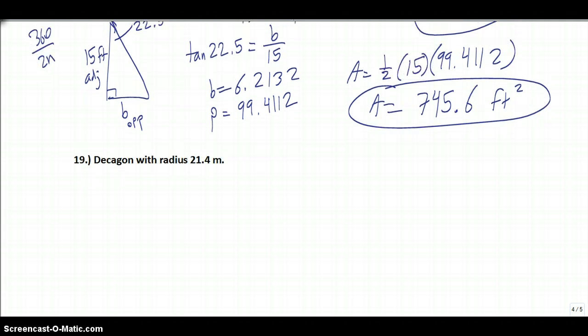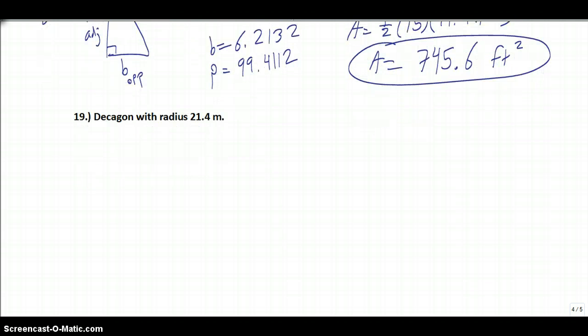And, of course, we're with another radius. Alright. So, radius in your little triangle goes where? Well, it goes in the hypotenuse. This will be the radius, 21.4 meters. Okay. So we need to find the apothem and the side length. Again, these are the trickiest ones. When they give you the radius, you have to find the apothem and the side length.